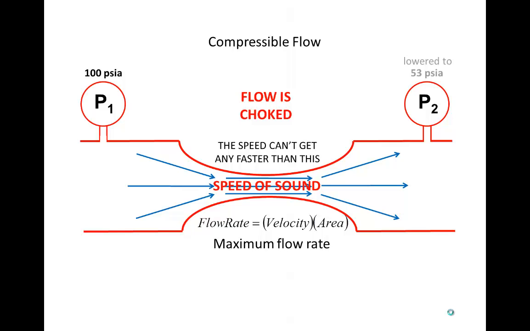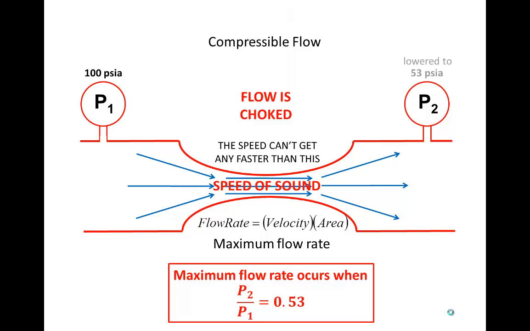If I were to lower pressure P2 any lower, I would get no additional flow rate through this neck, because the flow is choked. And we find as a rule of thumb that the maximum flow rate of air through a neck occurs when pressure P2 is 53% of P1, or the P2 over P1 ratio is 0.53.